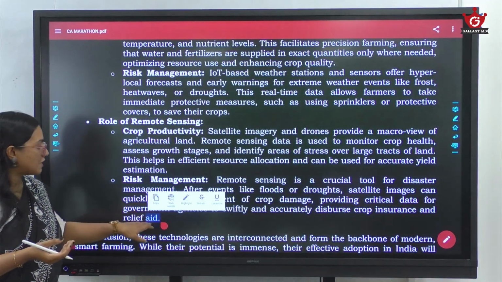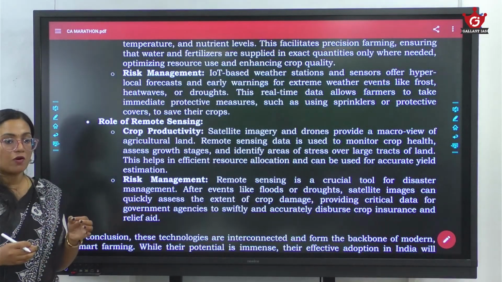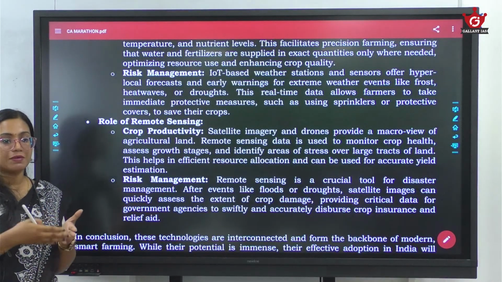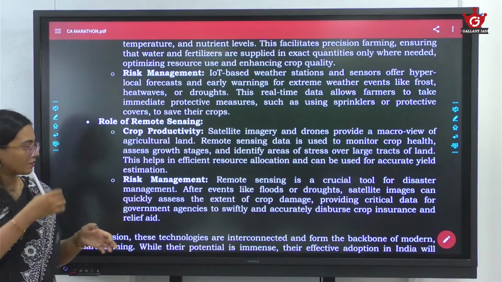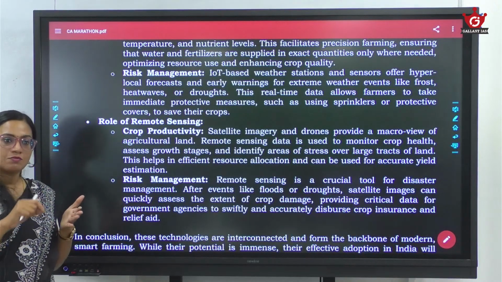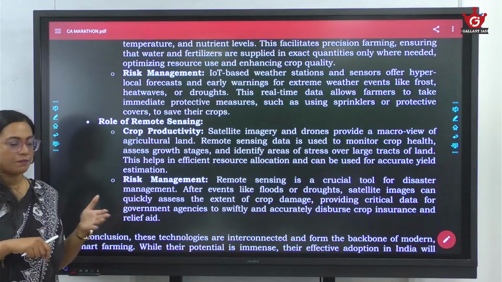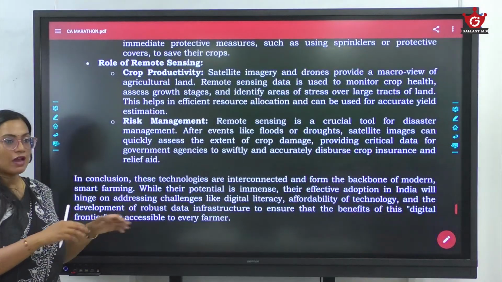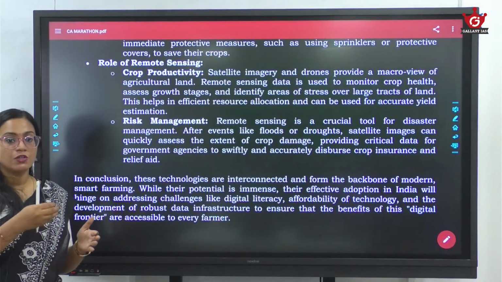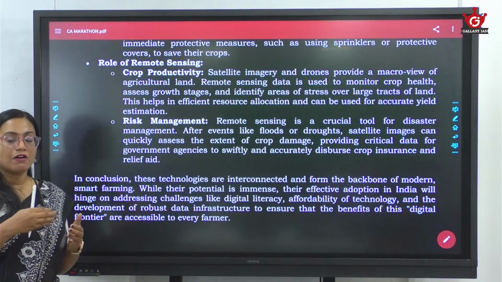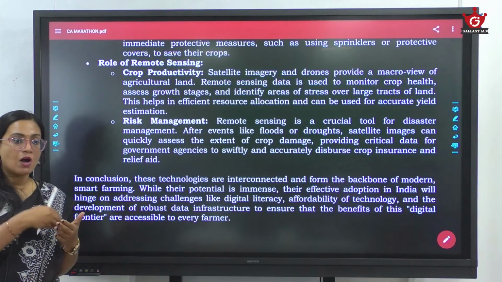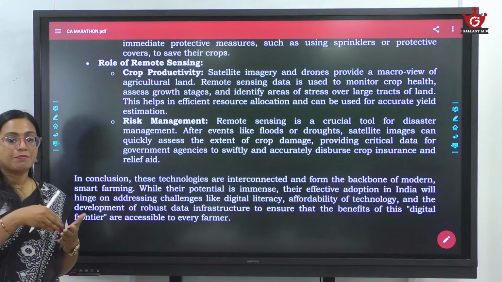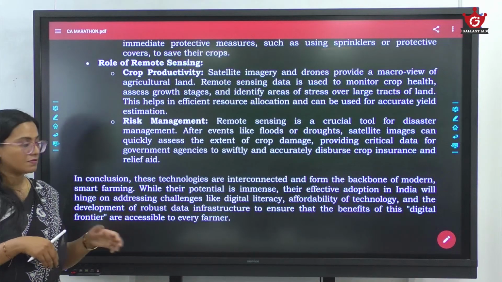Okay, you can either write it in this way, take 1 or 2 points and show how different technologies are helping in these 3 areas, or else you can make it in smaller points as well. If you have different dimensions to cover, you can make different points. But if you have only 1 or 2 or 3 points, then show how this technology is helping in these 3 different arenas.